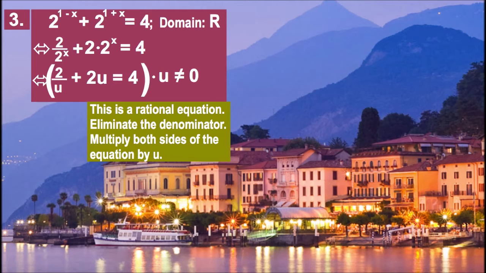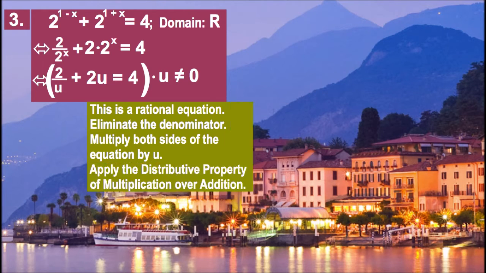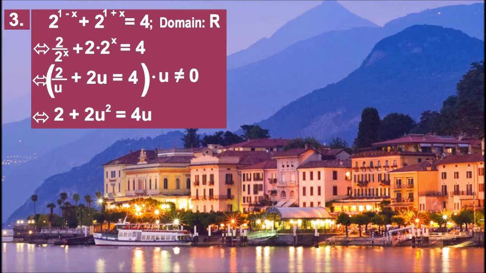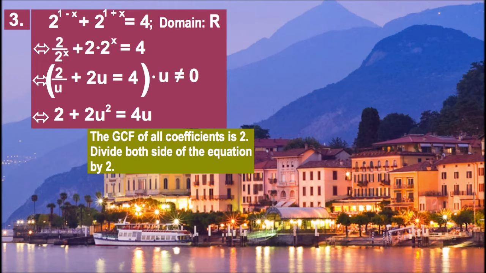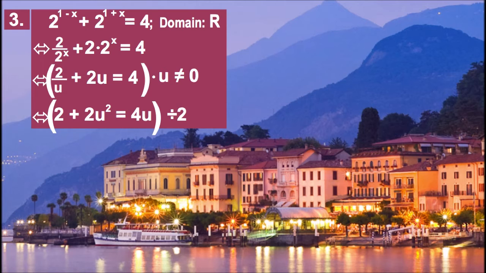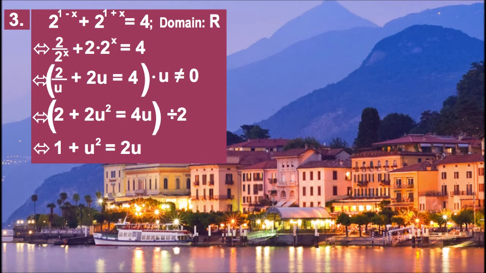Multiply both sides of the equation by u, where u does not equal 0. Applying the distributive property of multiplication over addition, equivalent to 2 plus 2u squared equals 4u. The GCF of all the coefficients is 2, so we can divide both sides of the equation by 2, which is equivalent to 1 plus u squared equals 2u.